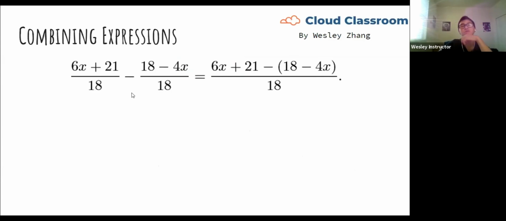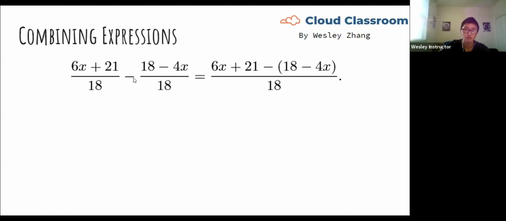One more example. (6x + 21)/18 minus (18 - 4x)/18. So we have a common denominator already, so all we've got to do is add the numerators. So 6x plus 21 minus parentheses 18 minus 4x.